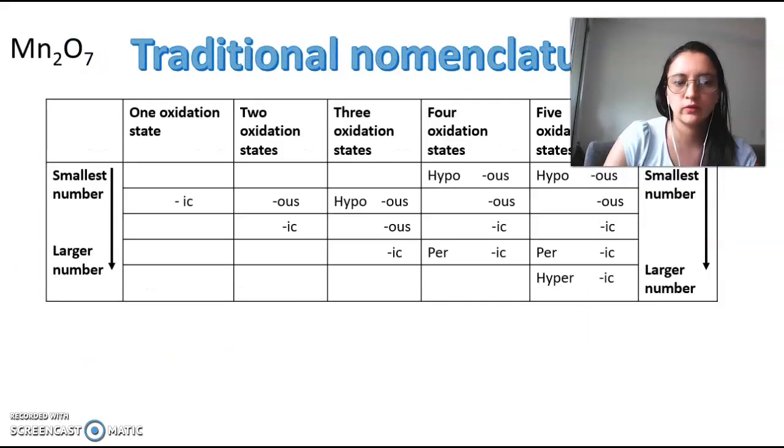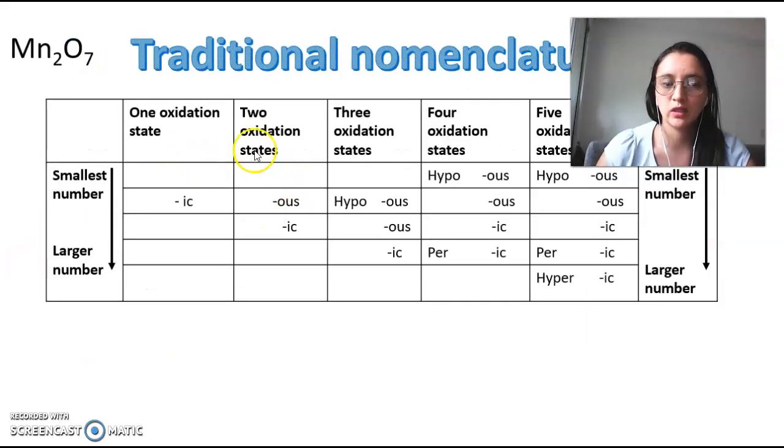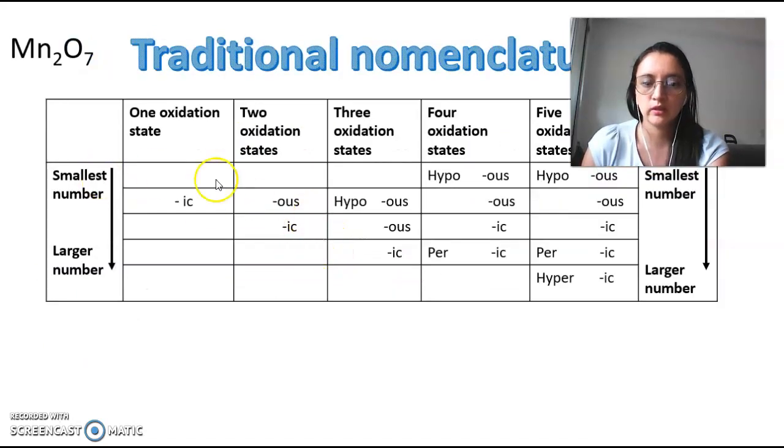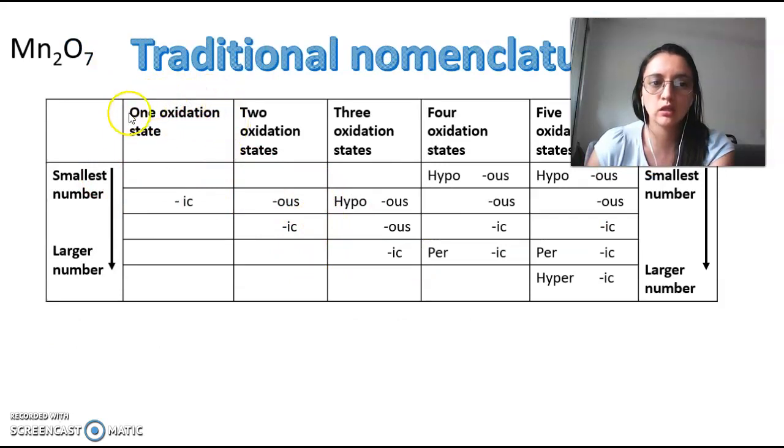This is a general overview of the prefixes and suffixes that we are going to use. As it says in here, the only criteria that we are going to use is the amount of oxidation states that the element has. So the way this table is used is here on top, we have how many oxidation states the element has. If it has only one, if it has 2, 3, 4, or 5 oxidation states. And then depending on how big the number is, if we compare the oxidation state of that specific element, then they will choose certain suffix or certain prefix according to it. So let's have a look at an example to clarify this a little bit.